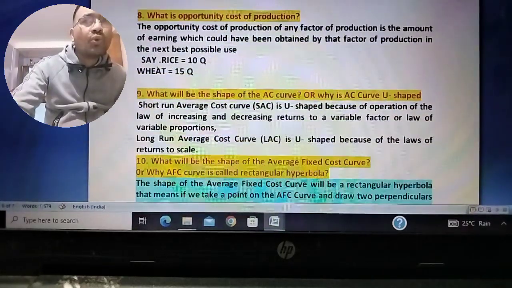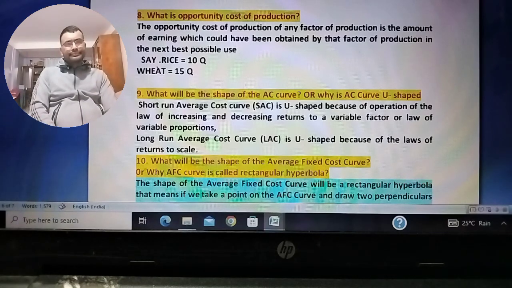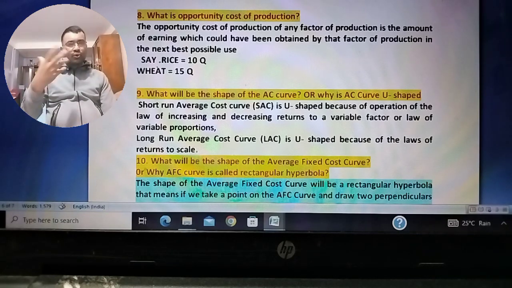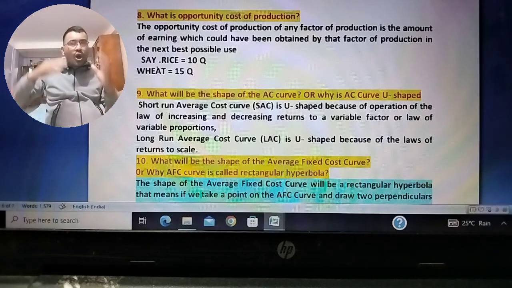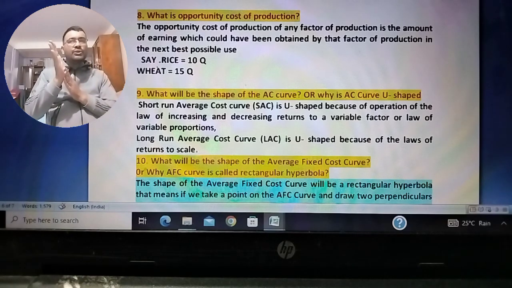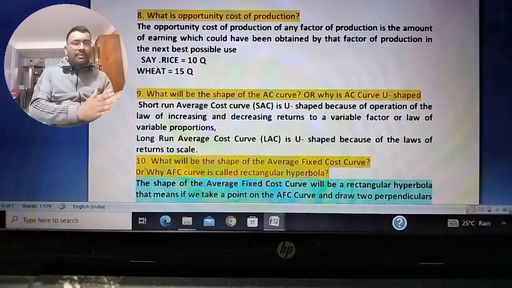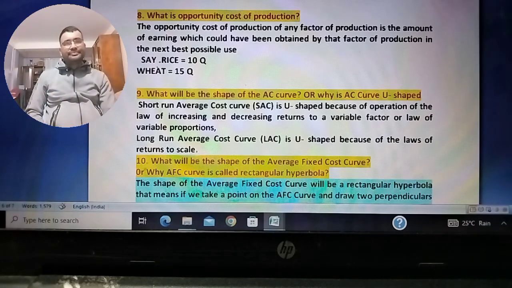And question number 8, what is opportunity cost of production? This is a very important concept in economics. See, the resources are always limited, but our human wants are unlimited. So we have to use those resources in producing such a commodity which can give us maximum satisfaction. So opportunity cost of production of any factor of production is the amount of earning which could have been obtained by that factor of production in the next best possible use. It means the benefit foregone by not using that factor.